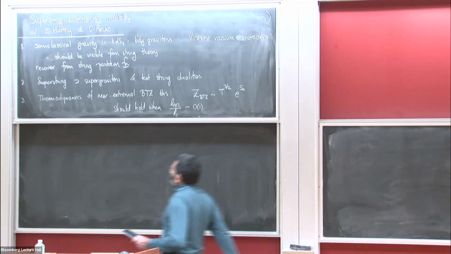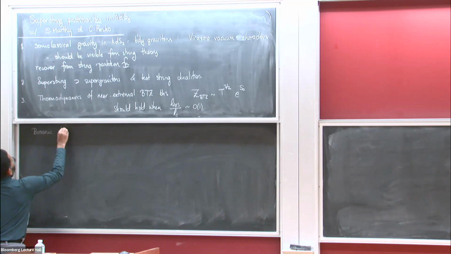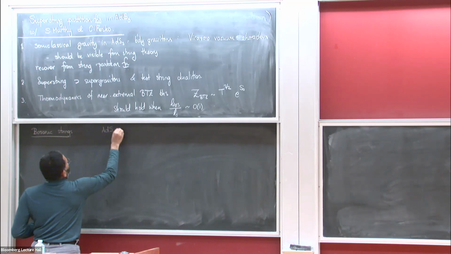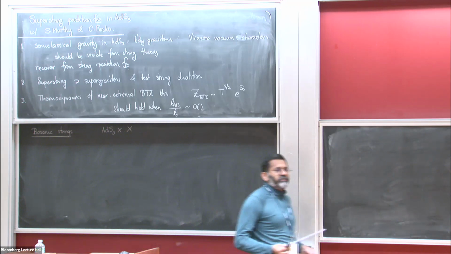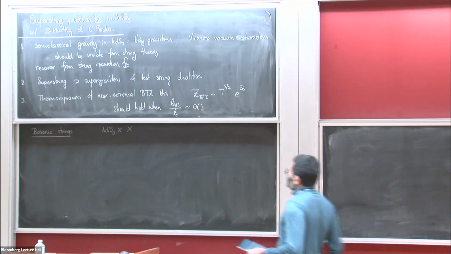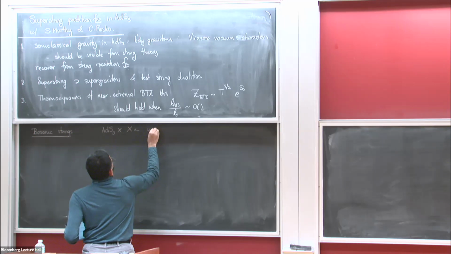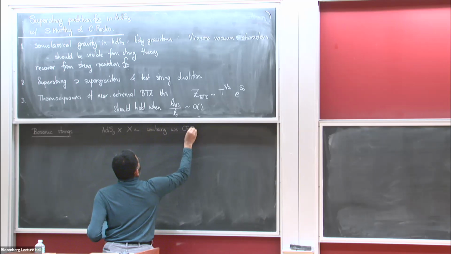Okay, so let's start with bosonic strings. For the discussion, I'll just want to study bosonic strings on AdS3 times some compact space X. I will not specify what X is, apart from assuming that there's a unitary CFT describing X with an appropriate central charge.